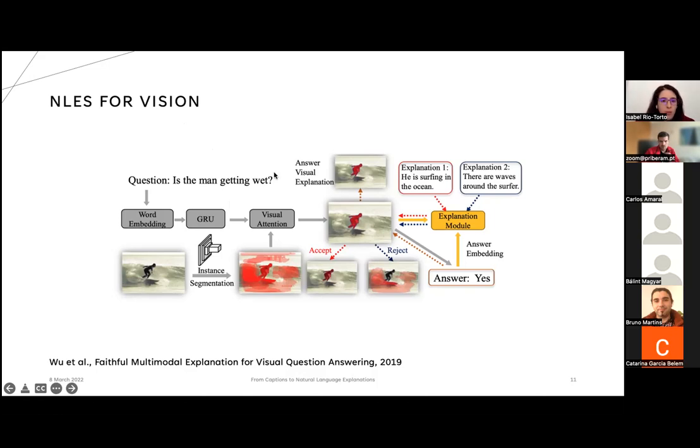And so, as you can see here, for example, the one in gray focuses more on the sea, while the other one focuses more on the surfer. And since the GradCam visualization of the answer also focuses more on the surfer, they reject the gray explanation and maintain only the red explanation. And so this is their online filtration for ensuring what they call faithful multimodal explanations.